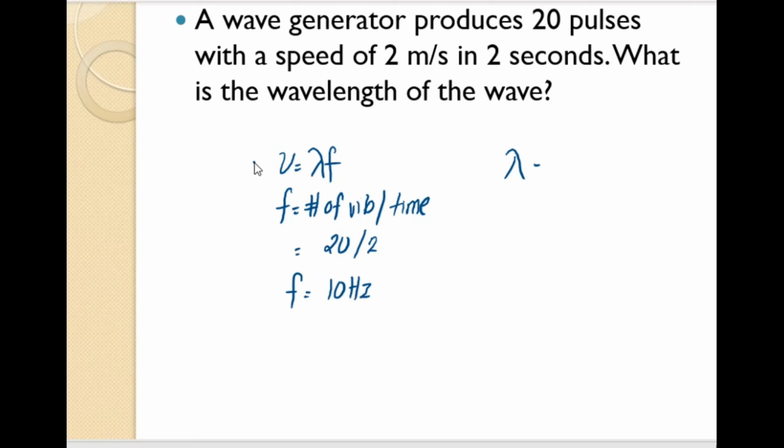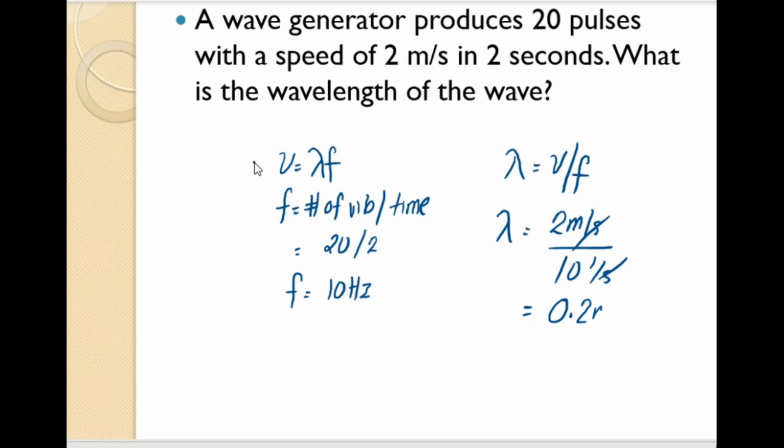Okay, let's solve for the wavelength. Wavelength is equivalent to the velocity over the frequency. So we have our velocity, 2 meters per second, divided by 10 hertz. Okay, cancel na natin ang seconds. So the final unit for a wavelength is meters. Our lambda now is equal to 0.2 meter.